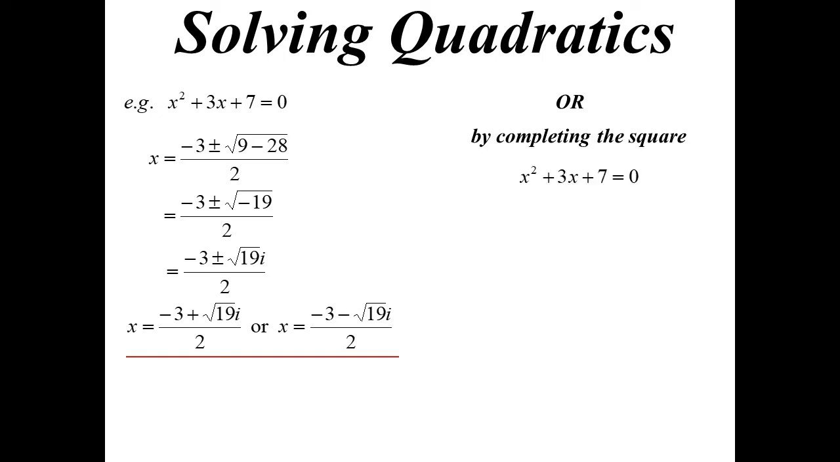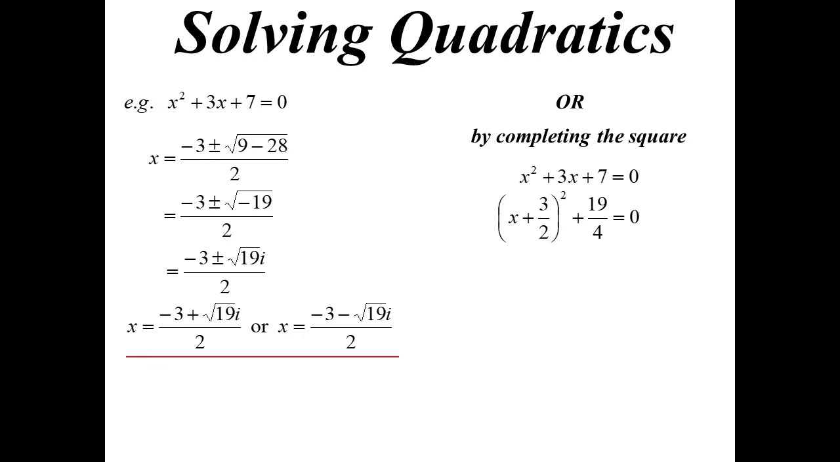I'm going to complete the square. We know it will be half the coefficient of x. So it's x plus 3 on 2 squared. But if I square that, I get 9 on 4, not 7. Therefore, I need to add 19 on 4. Now, in the past, that's a problem because we don't have a formula for the sum of two squares.